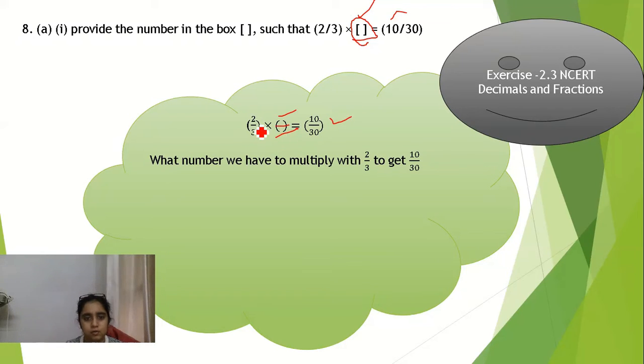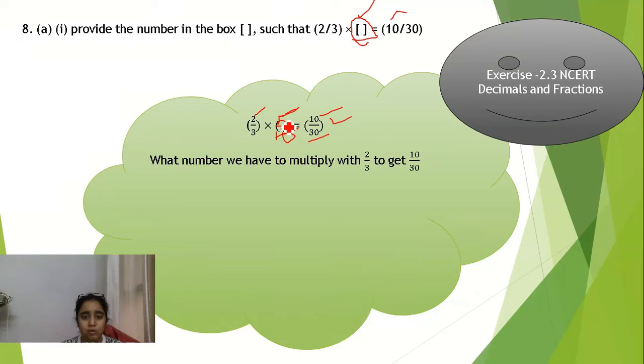Suppose if you see, if you put 5 in the numerator, 5 multiplied by 2 is 10, and if you put 10 in the denominator, you will get the answer 30, that is, 3 multiplied by 10 is 30. So the number we have to find out is 5 upon 10. Our answer would be 5 upon 10.